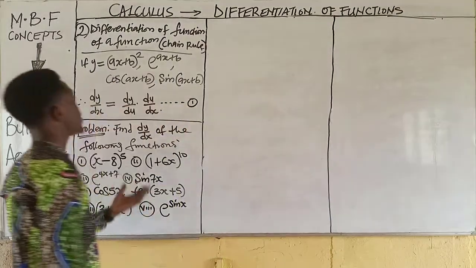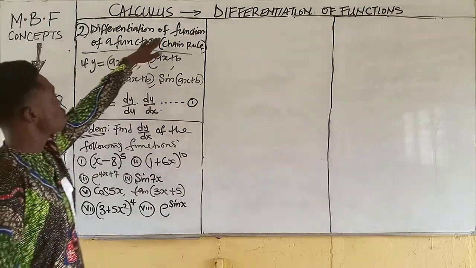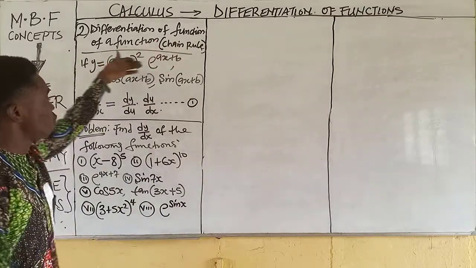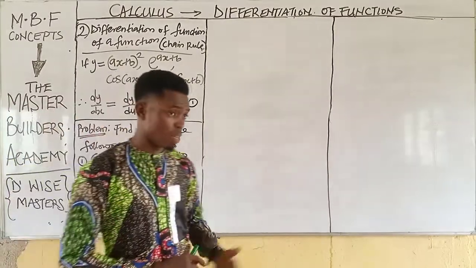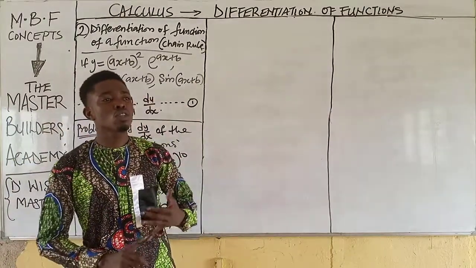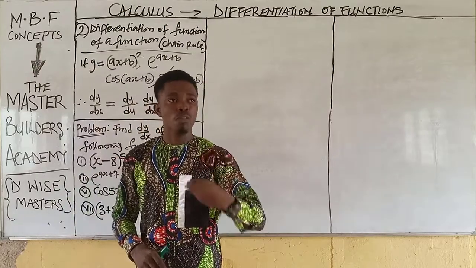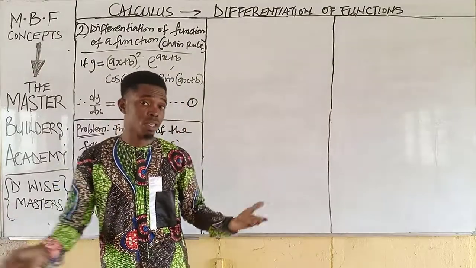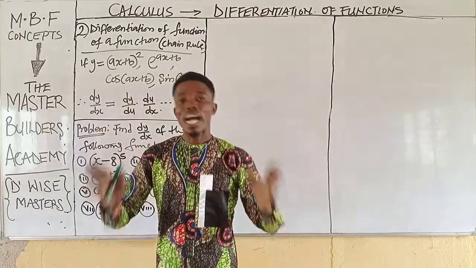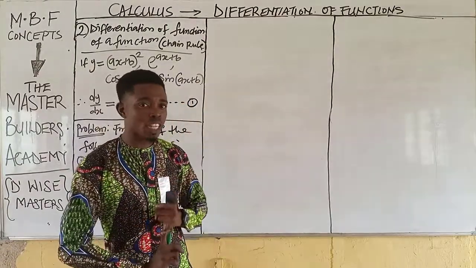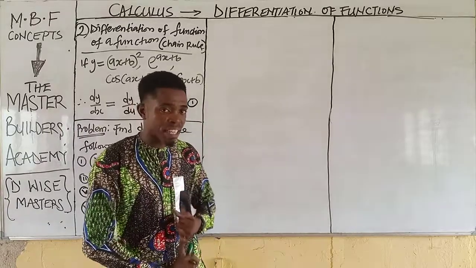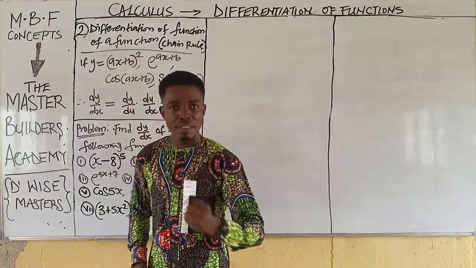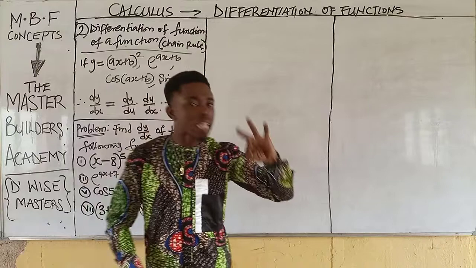On the board we have differentiation of function of a function. Here you apply chain rule. Are you there? Now, how do chain rule questions or function of a function come up, or how do I identify them? I explained earlier that the easiest way to solve a problem effectively is to first of all identify the function that is there.